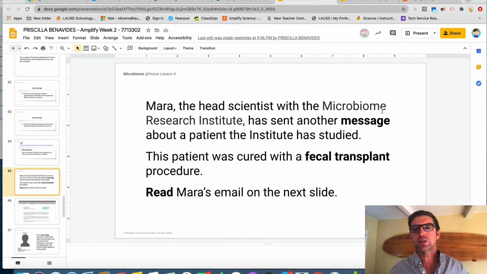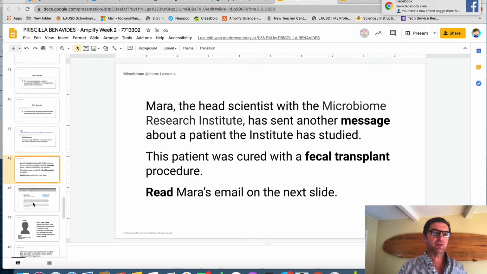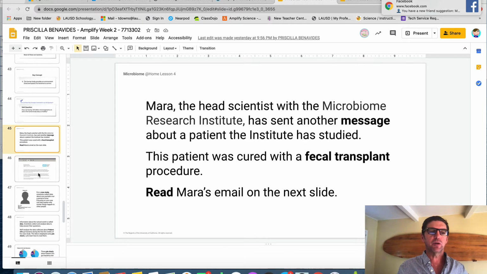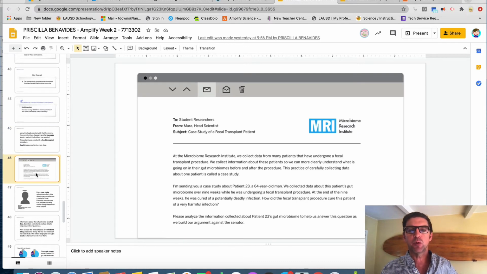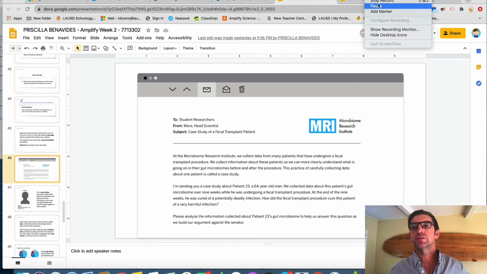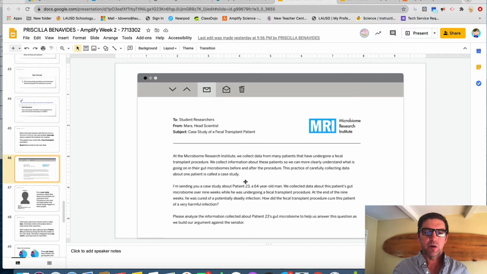Mara, the head scientist with the Microbiome Research Institute, has sent another message about a patient the Institute has studied. This patient was cured with a fecal, otherwise known as poop, transplant procedure. Read Maria's email on the next slide. So we're going to read this right now. If you're on your own, read it on your own. If you're in the group, we will read it together. I'll take some volunteers. All right, so here we go.